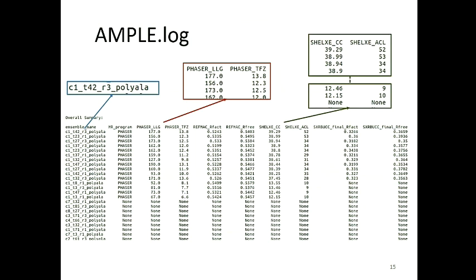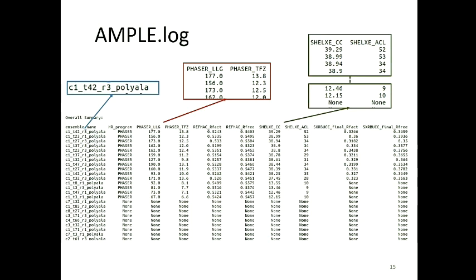Just to pick out one or two things here. This list of ensemble names, the code here says that this is coming from cluster 1. It's truncated down until 42% of the residues are left. Radius 3 of that subclustering, and polyalanine. In this case, the Phaser statistics were already very good.